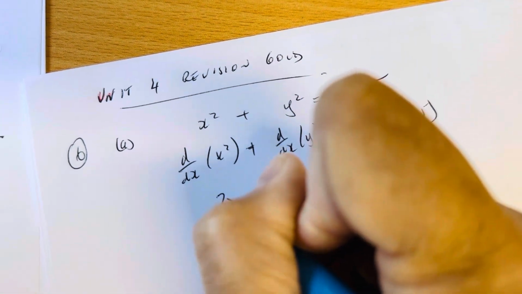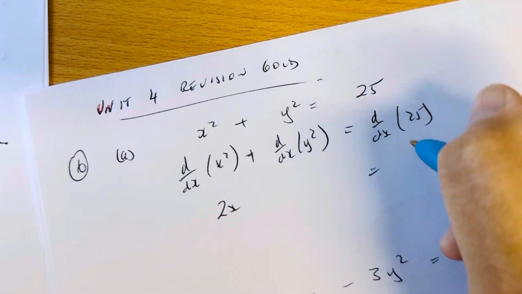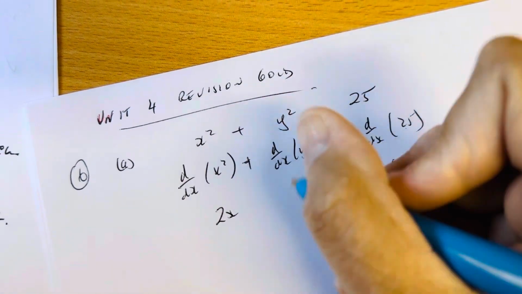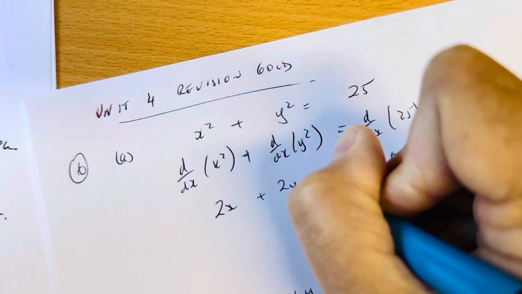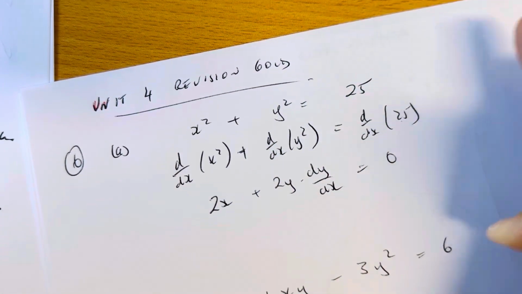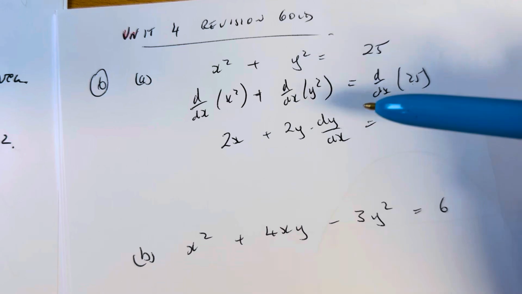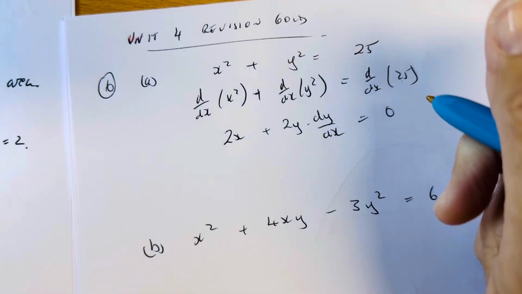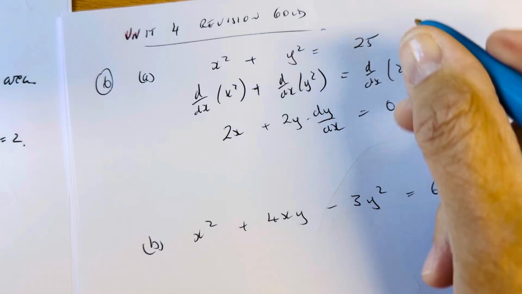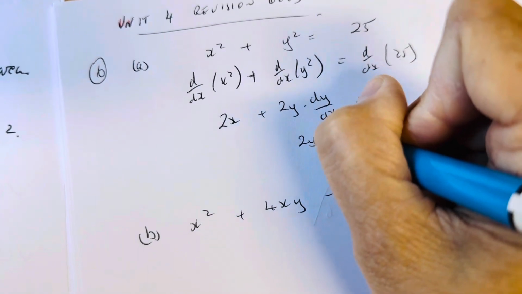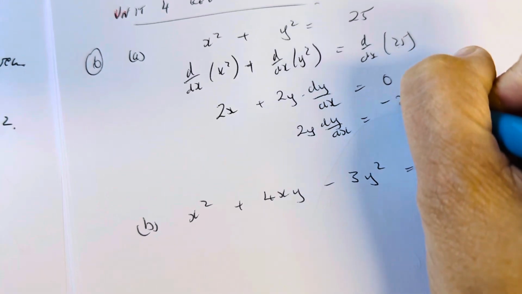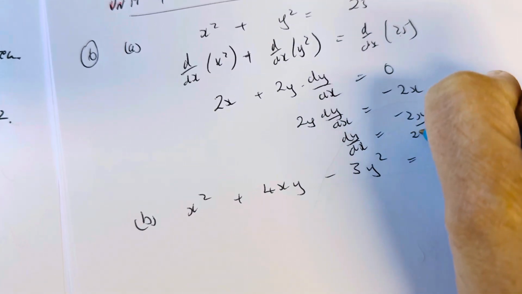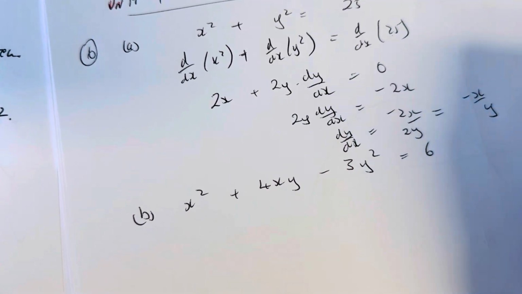The derivative of x squared is going to be 2x. The derivative of a constant will be 0. Y squared, remember, is our known one: 2y dy/dx, which comes from the chain rule. It's the derivative of the y squared and then dy/dx. So we end up with 2y dy/dx equals negative 2x. So dy/dx equals negative 2x over 2y, or negative x on y.